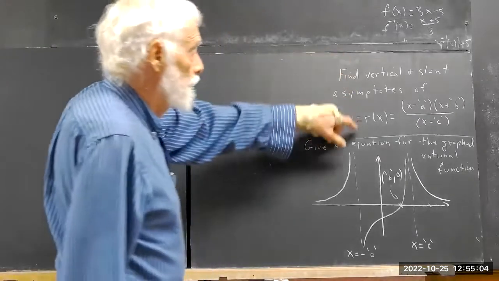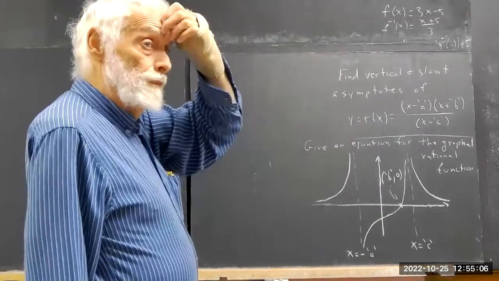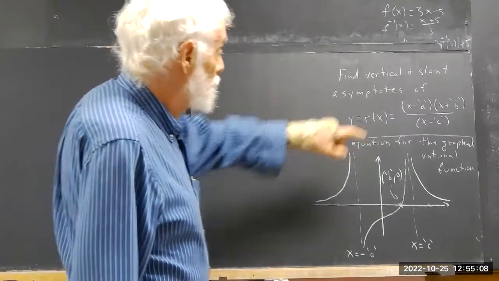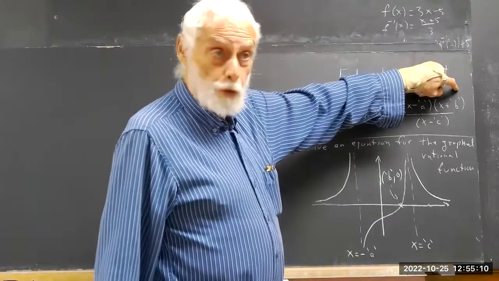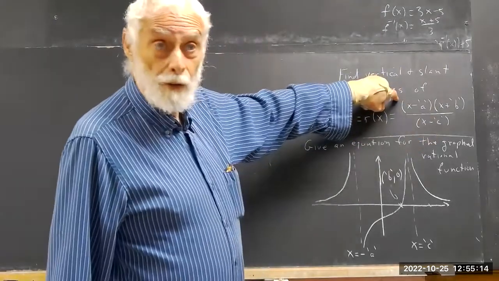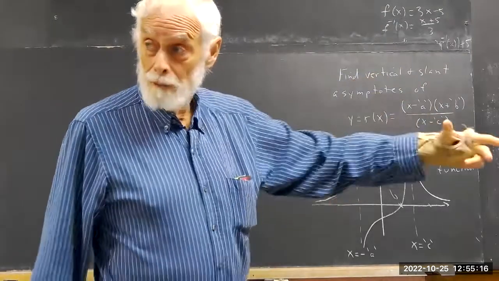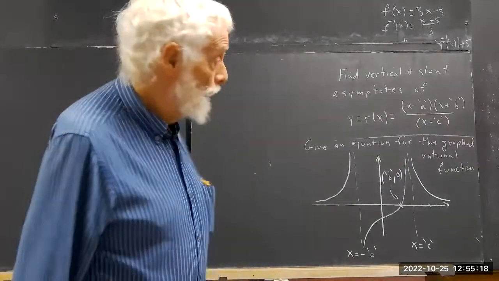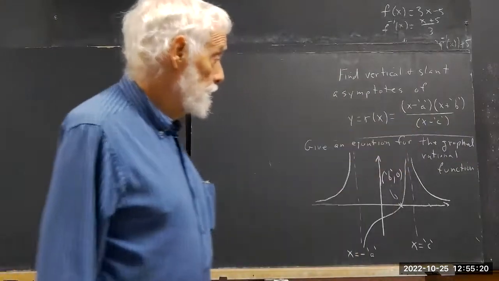Okay, first, vertical and slant asymptotes. What we do is we go ahead and multiply out the numerator, then do a long division of the denominator into the numerator. And we get the slant asymptote, and a little more. Okay, so we're gonna do that.